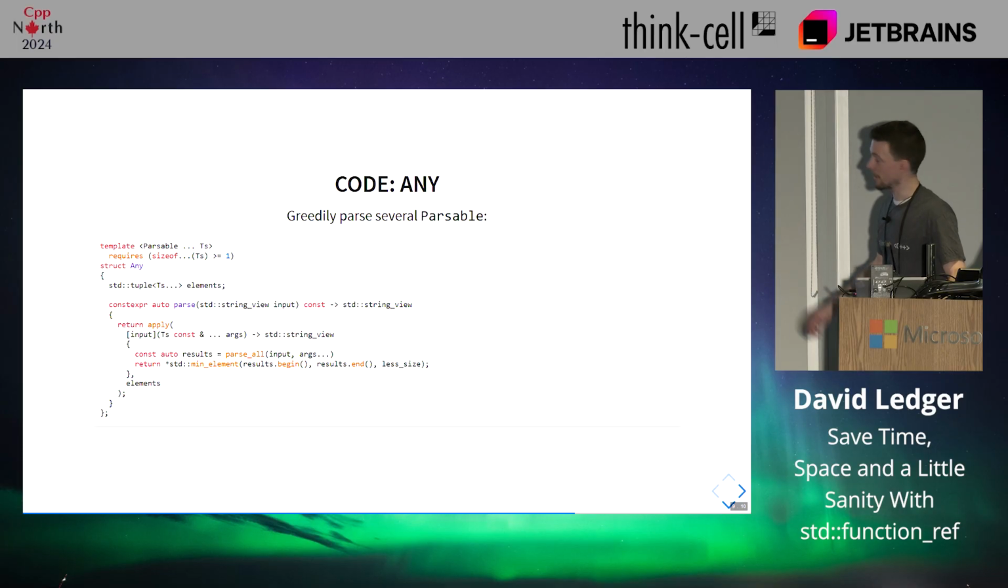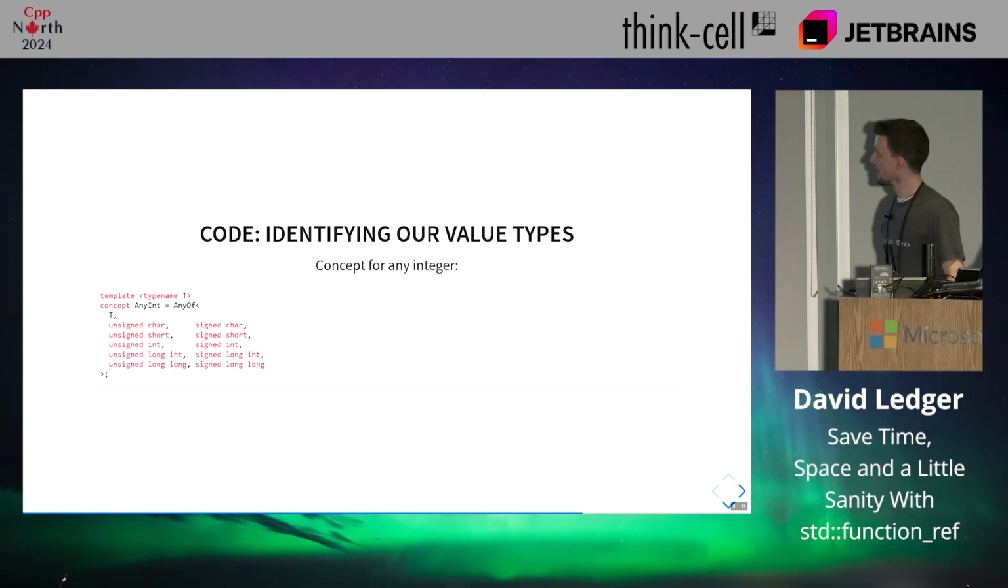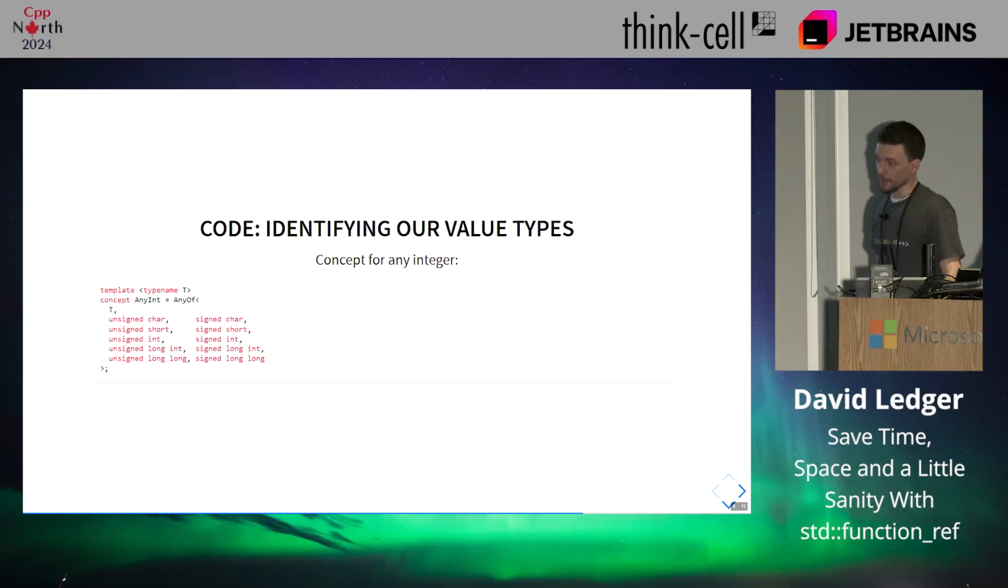But essentially what we're going to do is parse all of our parsables using that parse all helper. And then we're going to find the shortest result. The reason we're finding the shortest is because that's the least number of remaining characters, which means it consumed the most. So, yeah. We need to actually parse our integers. So we're going to just make a concept for that. This could definitely be like is integral, but I, for some reason, felt like listing them, so I did.